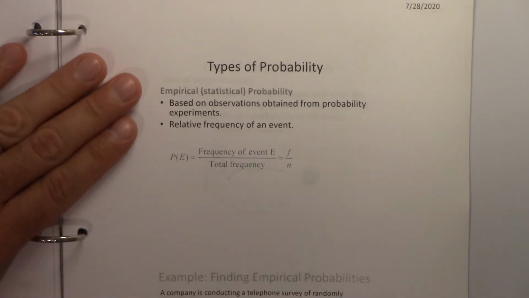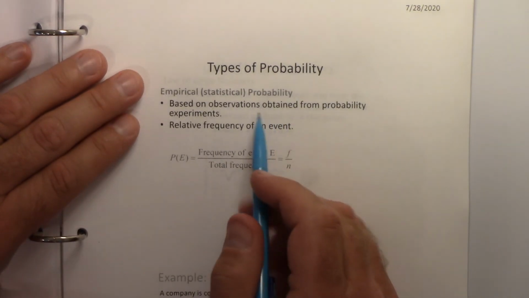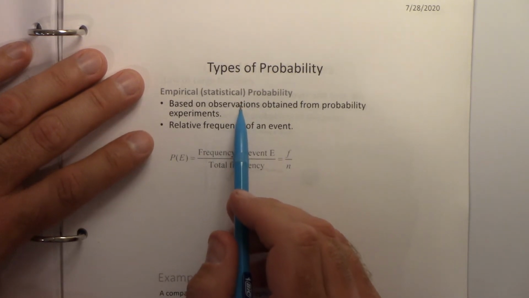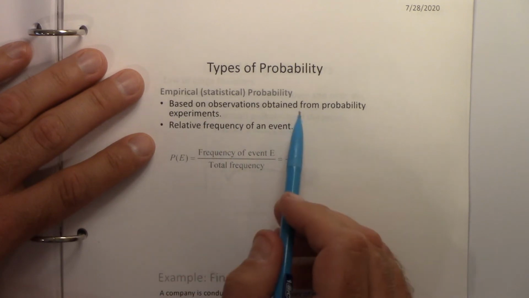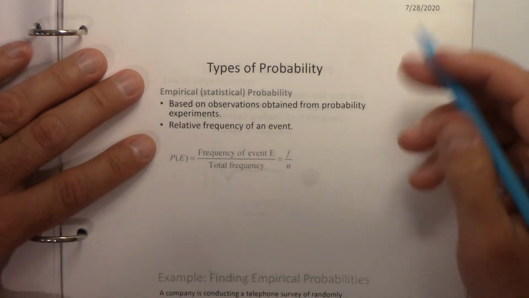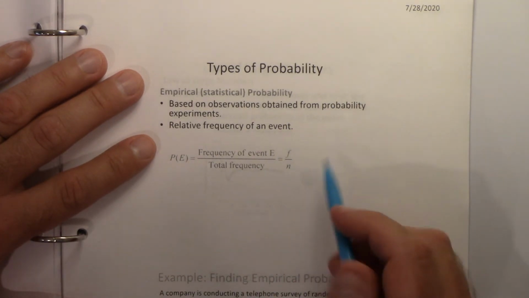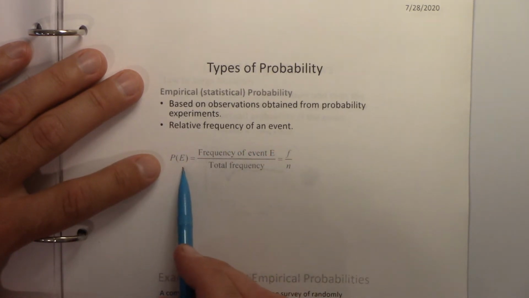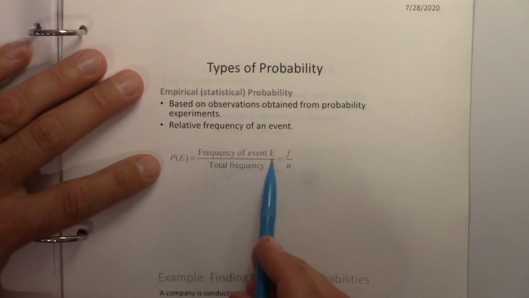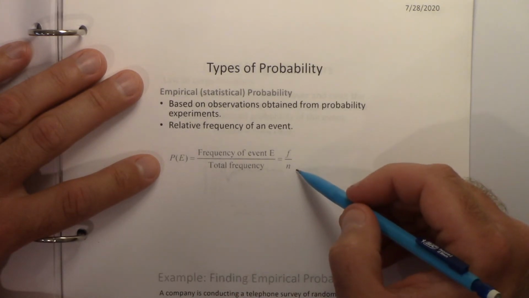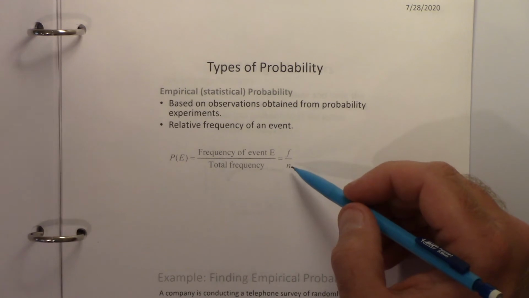This is what's called empirical or statistical probability. This is another one we'll be seeing quite a bit in this course. This is when we make probabilities based on observations obtained from probability experiments. Basically, you're using past data to indicate future probabilities. Another way to think of this, it's a relative frequency of an event. So the probability of event E is the frequency of event E divided by the total frequency. In shorthand, that's F over N. Your formats would still be the same. It's either a reduced fraction or a decimal or as a percentage.